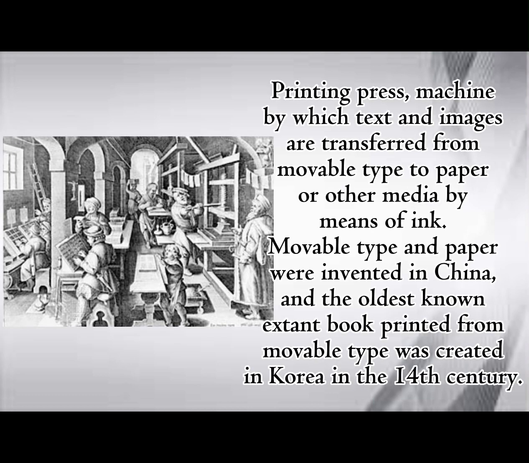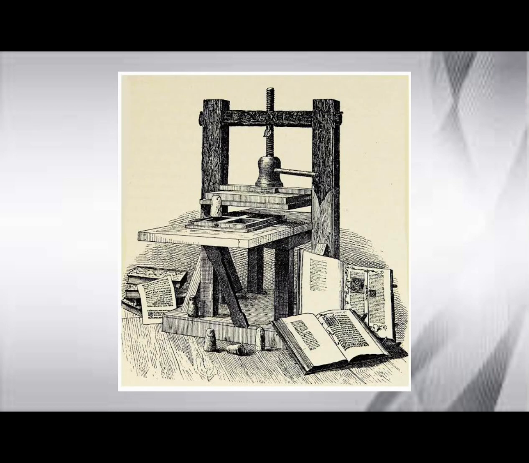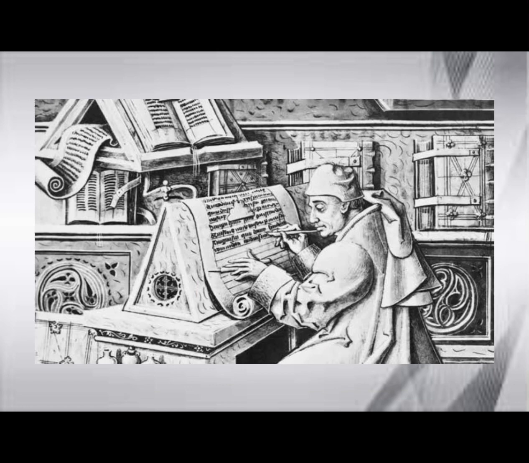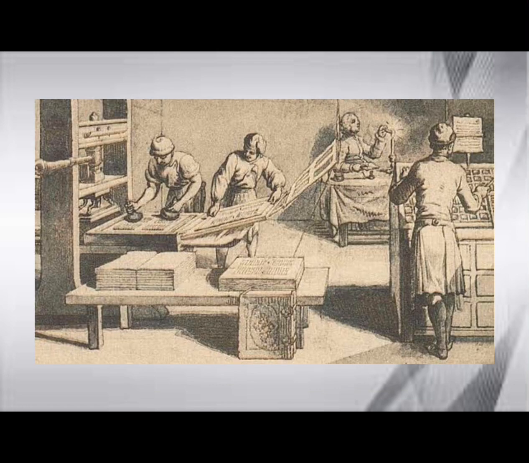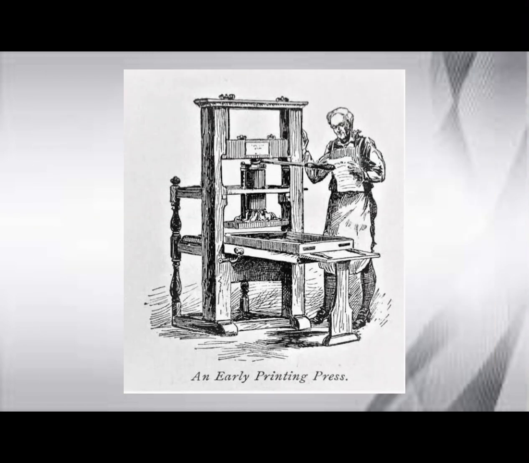The printing press is a machine by which text and image are transferred from movable type to paper or other media by means of ink. Movable type and paper were invented in China, and the oldest known extant book printed from movable type was created in Korea in the 14th century. The printing press became mechanized in Europe during the 15th century. It allows us to share large amounts of information quickly and in huge numbers. In fact, the printing press is so significant that it has come to be known as one of the most important inventions of our time. It drastically changed the way society evolved.